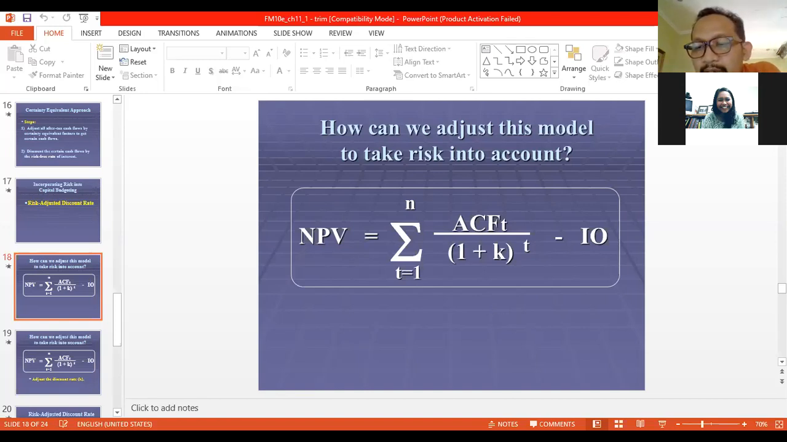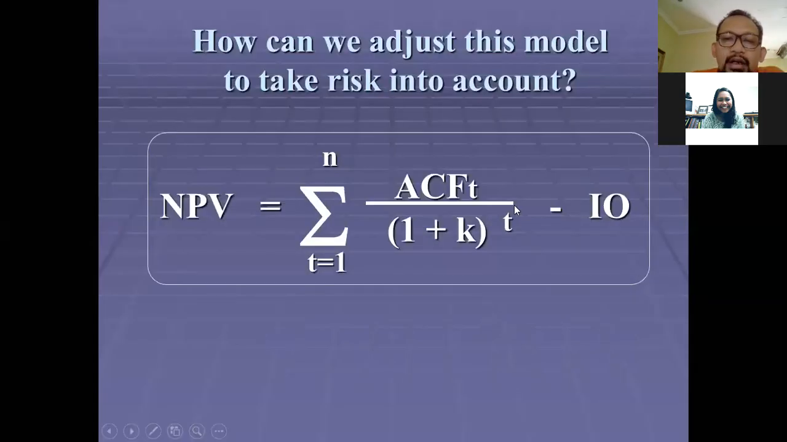Let me make this as presentation slides. Okay, this is the adjusted cash flow at the time t divided by this. This is the same calculation as it used to be. So the difference between the adjusted model is only in here.